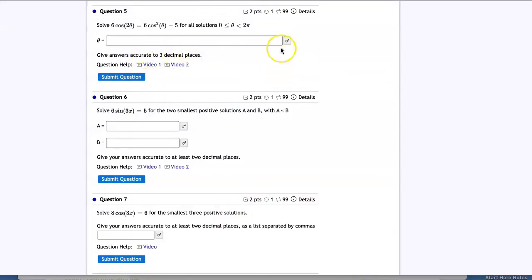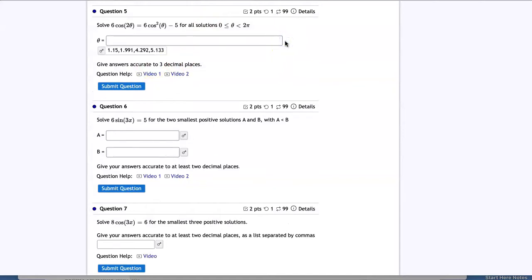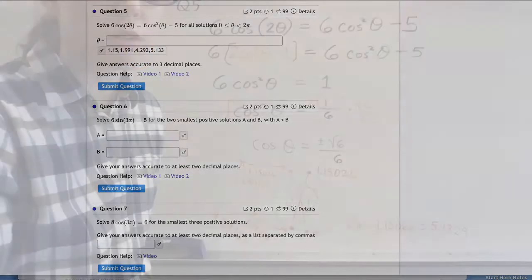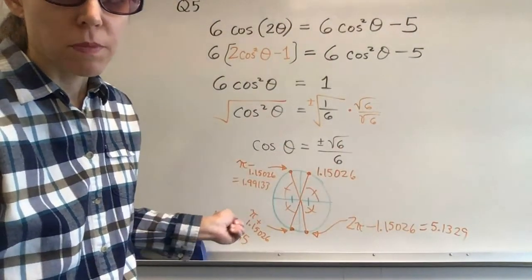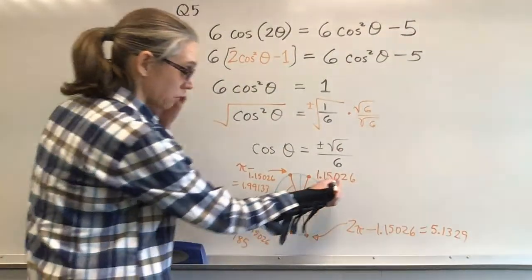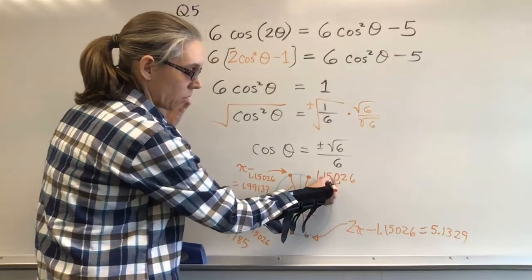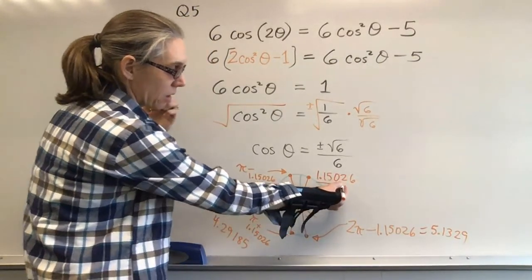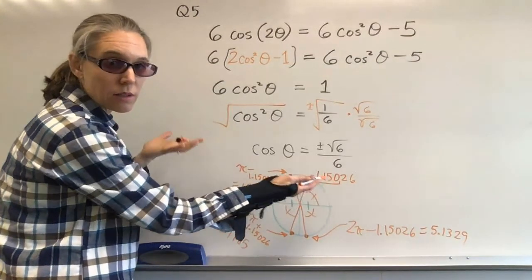Okay, so what I want to do now is go back to my open math where I'm going to look at all of the answers. So I have 1.15, this is actually 1.150, 1.991, 4.292, and 5.133. Those are all the values from the board, but rounded to 3 decimal places. So this one rounded 1.150. It didn't write the 0 out, but the 0 would be included technically.